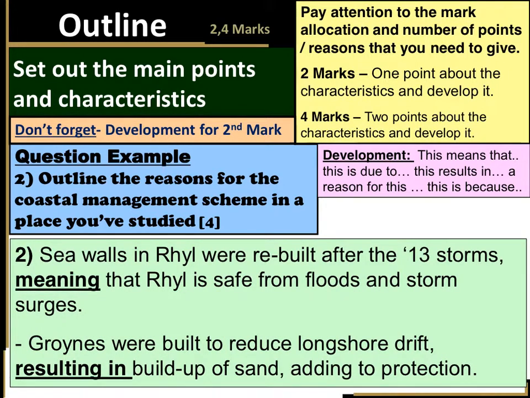So here's a possible answer in the green box, and the key thing to notice, we've named the place because it says name a place you've studied. So question 2, the answer. Sea walls in Rio were rebuilt after the 2013 storms. That's 1 mark. Now we've got the development, meaning that Rio is safe from floods and storm surges.